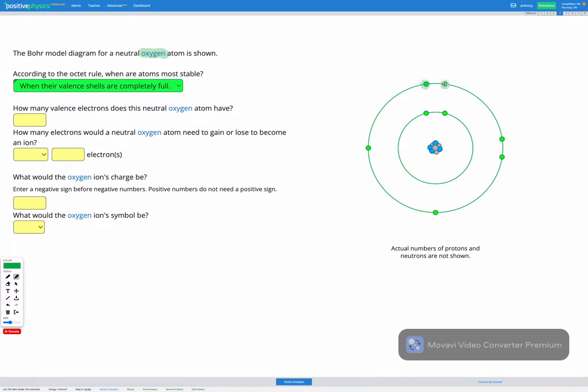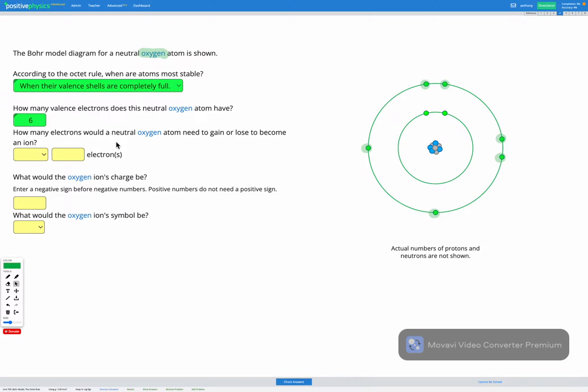We've got 1, 2, 3, 4, 5, 6. Remember, we're only counting the ones in the outer shell. Those 2 in the inner shell don't get counted because they're not valence electrons. So we've got 6 electrons in the outer shell, 6 valence electrons.